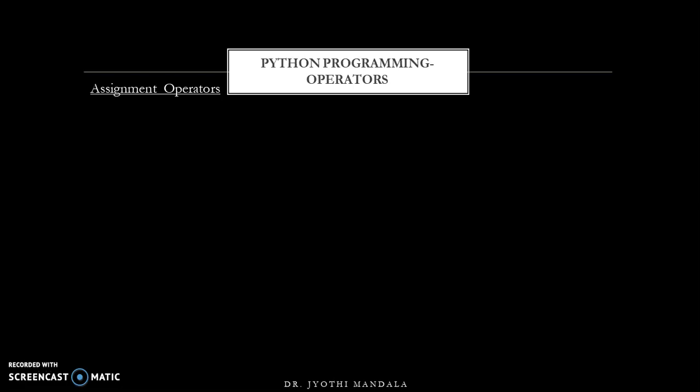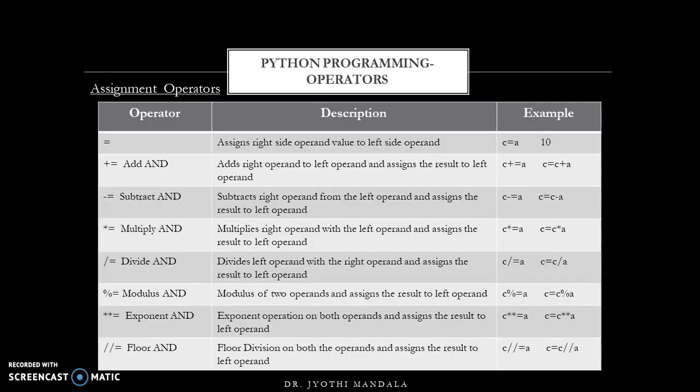Next one is the assignment operator. These are all the assignment operators that are available in our Python programming language. The assignment operator is the equal to symbol, and this symbol is used to assign a right side value to a left side value. Let us consider a value is 10. In such a case, the value of a will be assigned to c. Got it?